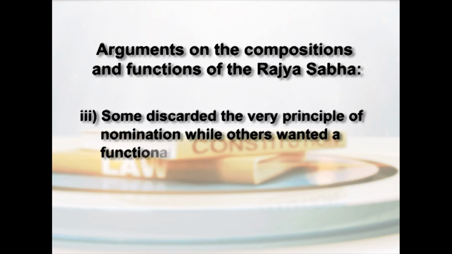Again, there were some who discarded the very principle of nomination, while there were many who wanted a functional representation. Despite severe discontentment among the members of the Constituent Assembly, however, it was found that not several modifications were required to be made. Now, let us see the composition of the House, the Council of States. The total number of members limited for the Council of States happened to be 250.